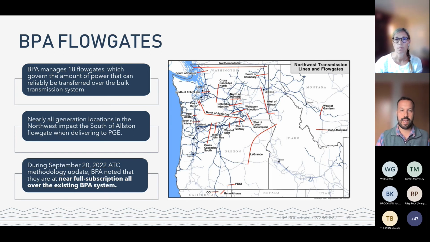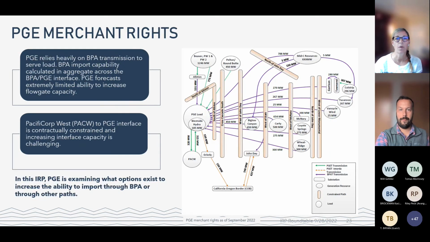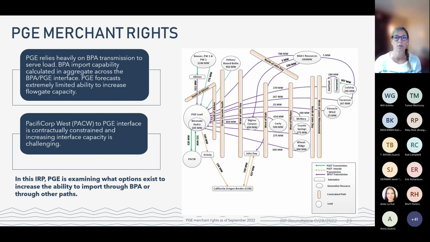So I just wanted to flag that for folks who are thinking about what these constraints mean and how the flow gates work. And to that point, BPA posts tools on their website that help assess what those estimated flows may be across those different flow gates so that you can get an idea as to how that translates into the ATC that would be needed to grant a particular transmission service request or a TSR. Okay, next slide.